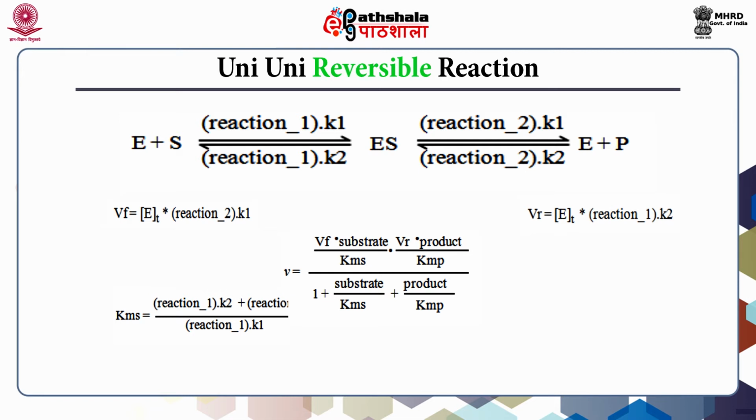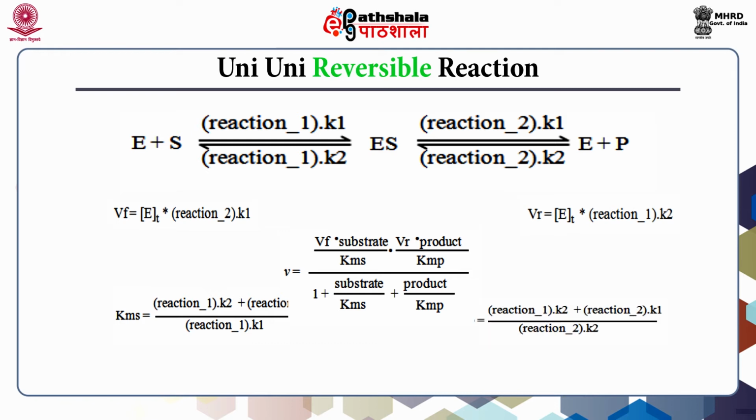The Kms, that is the Km for the substrate, is given by the ratio between the sum of the rate constants for the decomposition of the ES, that is reaction_1.K2 plus reaction_2.K1, and the rate constant for the formation of ES from the substrate, that is reaction_1.K1.